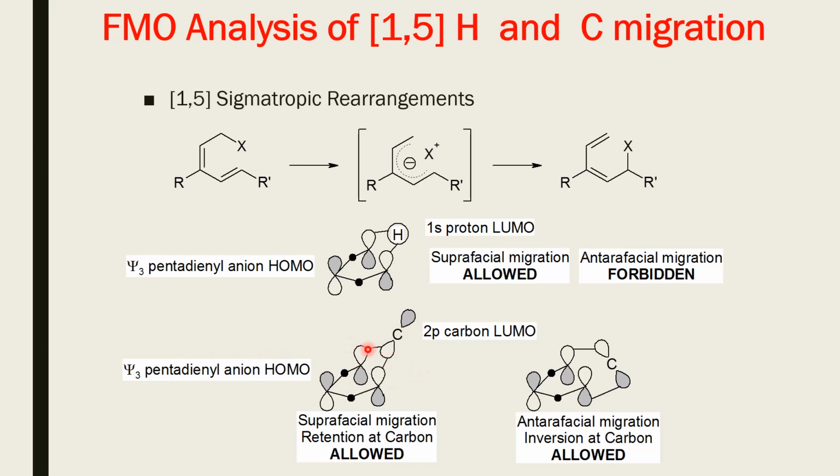So if it happens like this, then you see that this suprafacial migration is allowed and it would proceed with retention of configuration if this carbon is chiral. If it makes use of both the lobes, then antarafacial migration will happen, proceeding with inversion of configuration at the chiral carbon. So both of them are allowed, but the stereochemical outcome is going to be different. Here it would be with retention of configuration. Here it would be with inversion of configuration, provided the group which is migrating is a chiral carbon.